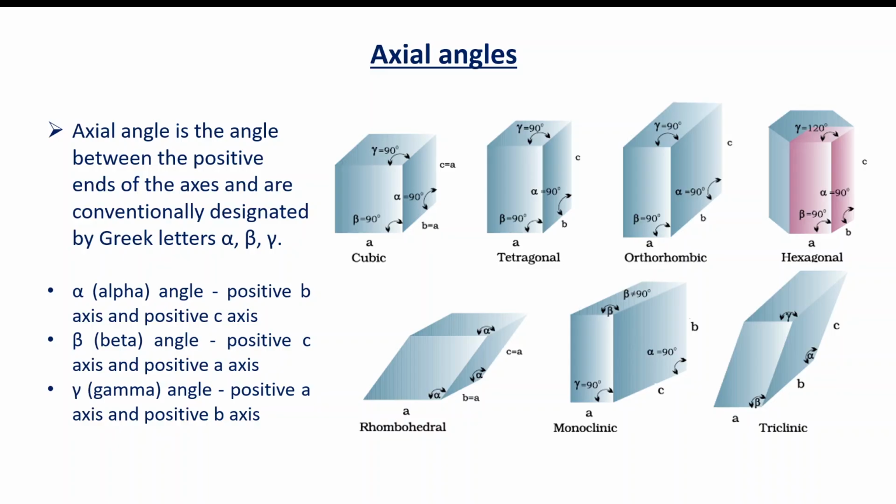So here also you can distinguish: though the axial ratios of monoclinic and triclinic might look similar, the axial angles are obviously different. In case of monoclinic, only the beta angle is not equal to 90 degrees. In case of triclinic, none of the axial angles are equal to 90 degrees.